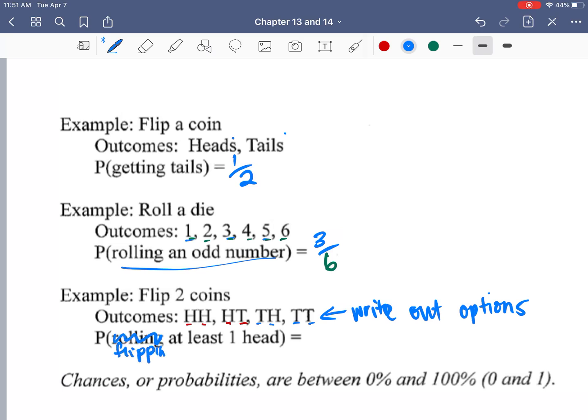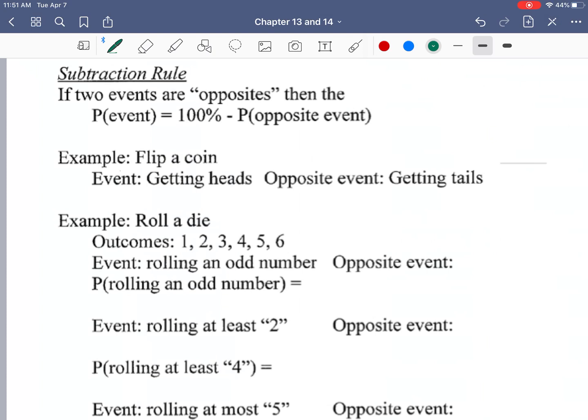When we flip, we want to know the probability of flipping at least one head. Well, looking at this, there's this one that has at least one heads in it, this one, and this one. So 3 of the total 4 possibilities. Note that the probabilities or chances we write will always be between 0 and 100%, or between 0 and 1. You can't have more than 100% or less than 0%.